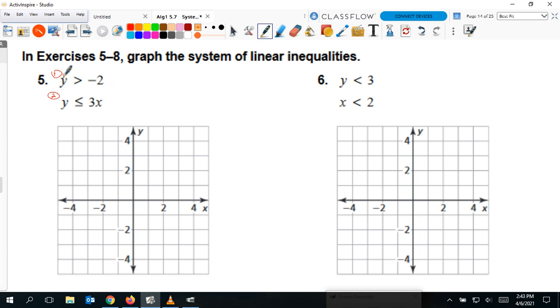Starting with number 1 here, y is greater than -2. So it's going to be just -2 on the y-axis. So that's going to be right here.